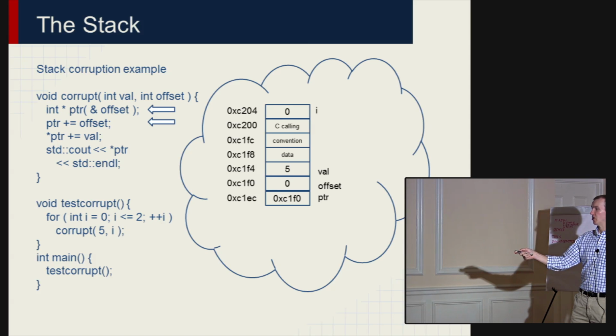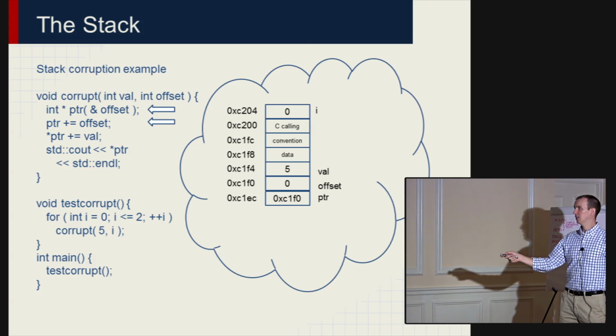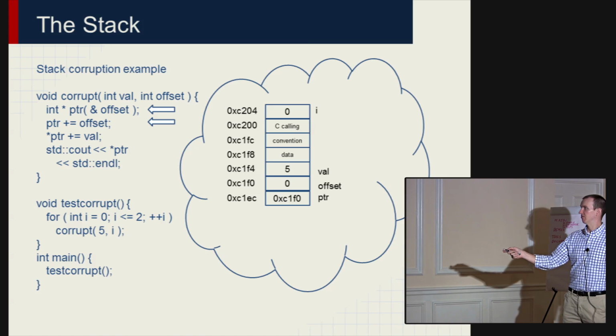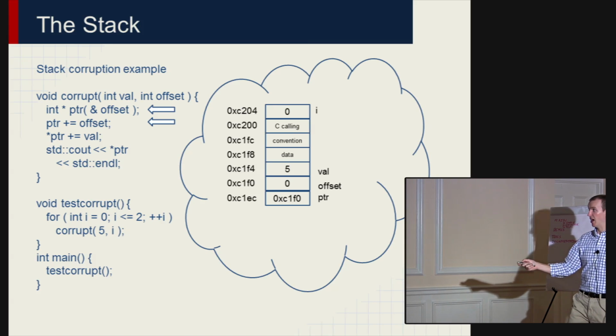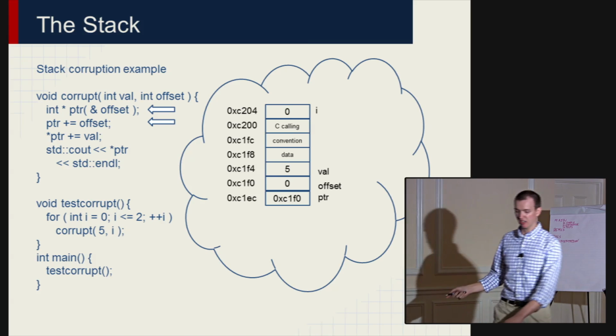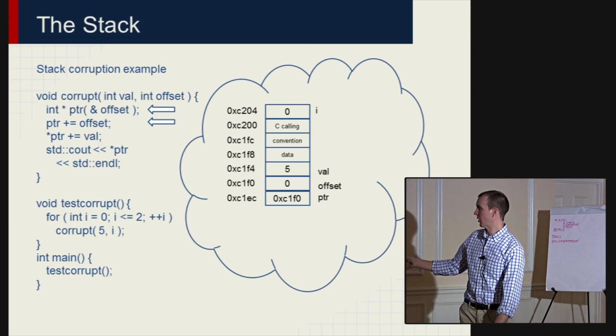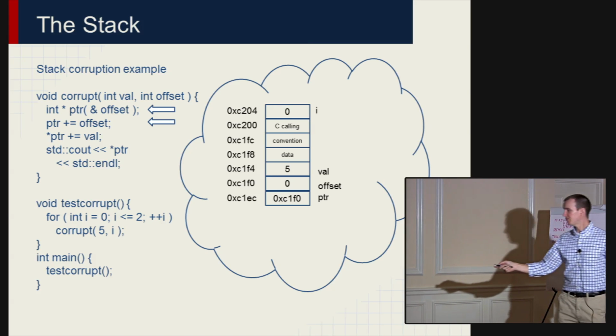So I'm going to initialize this pointer to point at offset, to point at this variable. And then I'm going to change the pointer by incrementing it by whatever value was in offset. So this is looking at its location, and this is looking at its contents. And then I'm going to dereference pointer wherever it points now and add into it the value that's in val, whatever that is. So I'm changing some location in memory. This is a bad idea. And then I'll print out what's in pointer.